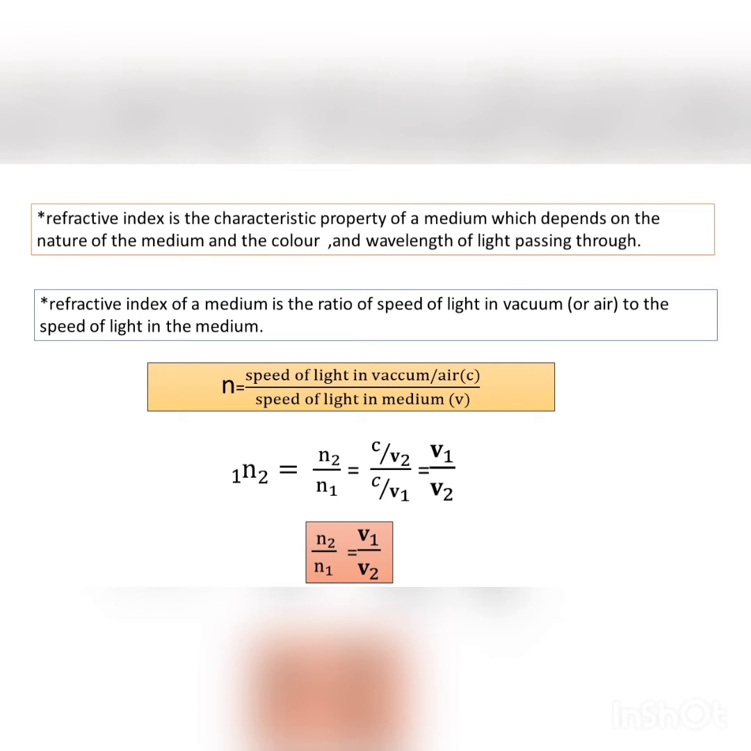N21, that is the refractive index of the second medium with respect to the first, we can write as N2 by N1. Here we can write N2 is equal to C by V2 and N1 is equal to C by V1. So we get N21 equal to V1 by V2.